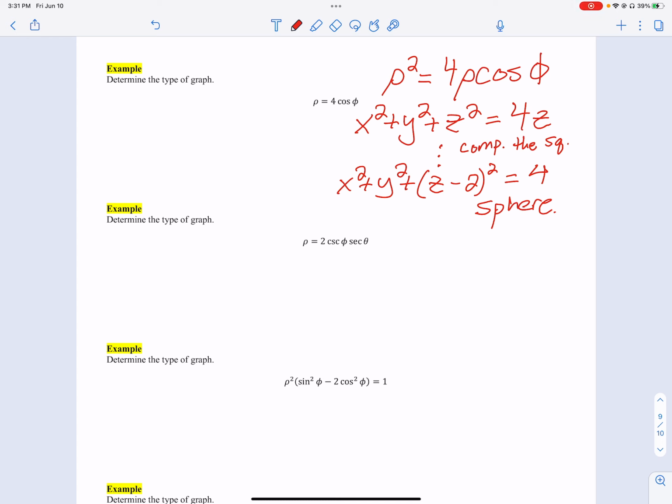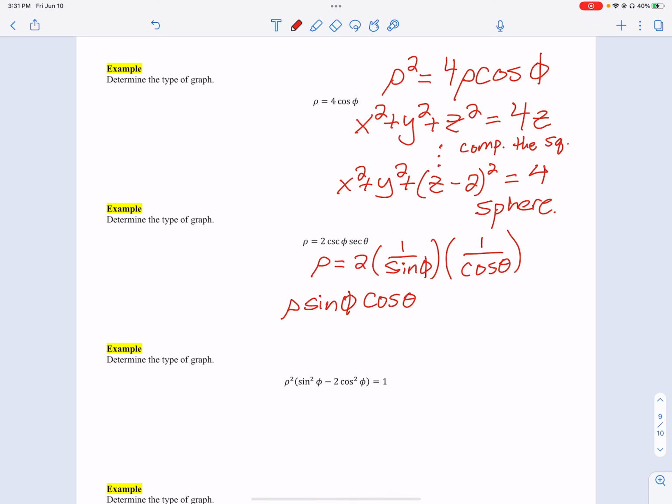This next example, I'm going to replace cosecant with 1 over sine phi. Replace secant with 1 over cosine theta. I'm going to multiply both sides by that denominator, so I get rho sine phi cosine theta equals 2. And then that's x. That's just the formula for x. So this is a plane in 3 dimensions. I know quickly you were probably like, it's a line, but remember it's a plane in 3D, because you get all y's and all z's.